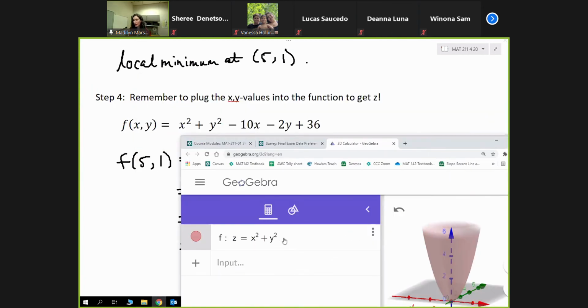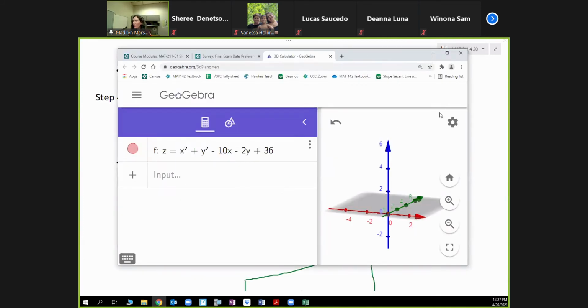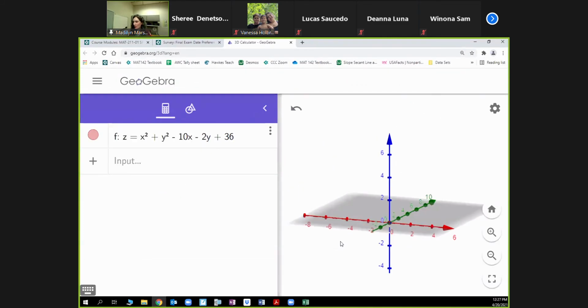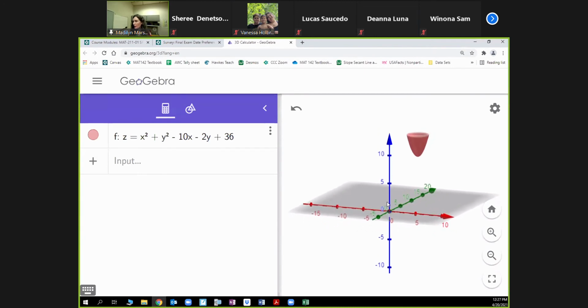So it's x squared plus y squared minus 10x minus 2y plus 36. And so it just disappeared because I am zoomed in a way that doesn't show it yet. So I'm just going to zoom out, scrolling.